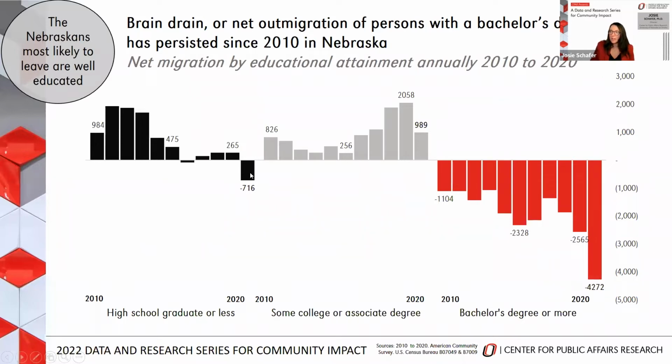degree or more. I actually think it's interesting that this high school graduate or less has sort of switched here in 2020. My argument actually used to be that the reason high school graduate or some college and associate's degree were coming in was because lower wage jobs pay better here. But this switch is something I'm going to be watching because my argument may need to change. That's not actually true anymore if we start to see those less educated folks leaving as well. So Nebraskans most likely to leave are well educated. Hopefully now you accept that fact.